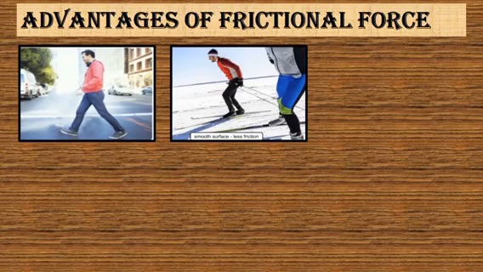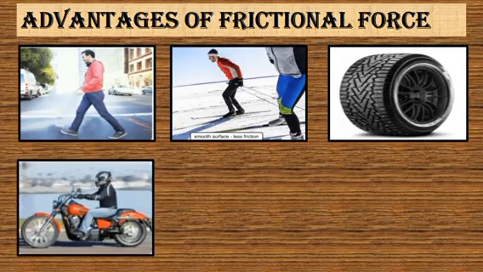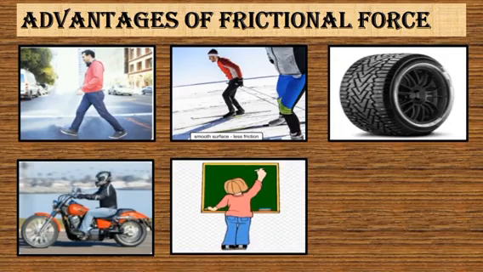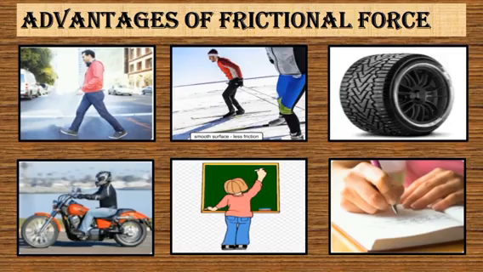The friction between the tires of vehicles and the road makes them roll forward. Thus, friction makes movement of vehicles possible. Friction between the chalk and the blackboard helps us to write on the blackboard. It also helps us to write on paper and erase pencil marks on paper using an eraser.